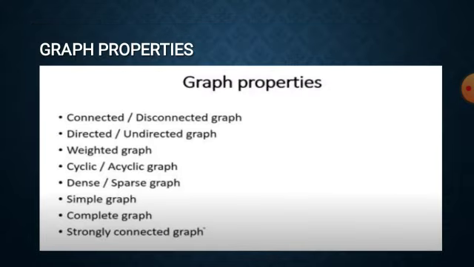So what are all the graph properties we have? First one is connected or disconnected graph. Second one, directed or undirected graph. Third one, weighted graph. Fourth one, cyclic and acyclic graph. Fifth one, dense and sparse graph. Sixth, simple graph. Seventh, complete graph. And eighth, we have the strongly connected graph. So these are all the graph properties we are going to see.